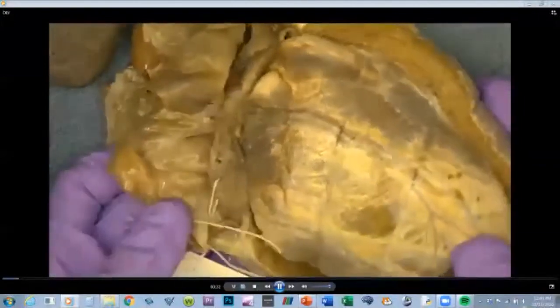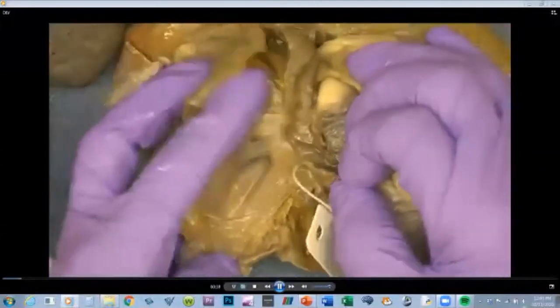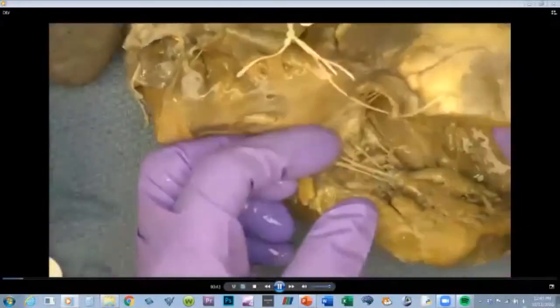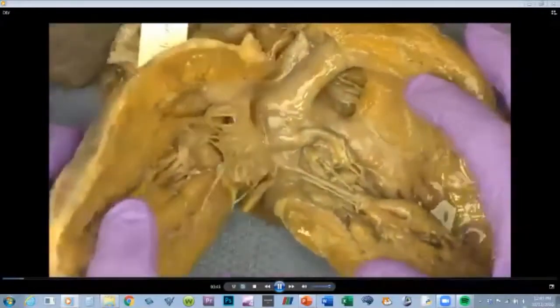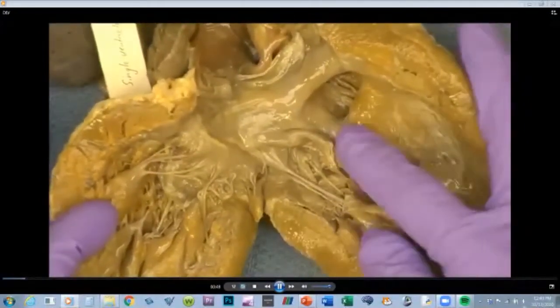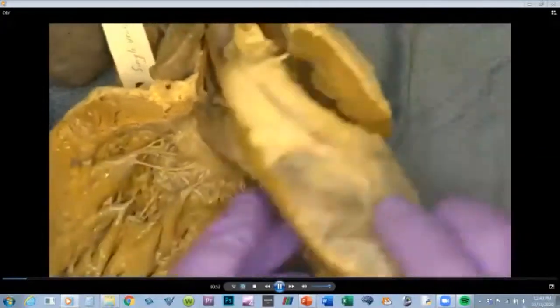Here we're looking at the heart from the front. Here's our right atrium. You see the fossa there. And if we go through the right AV valve, you can see we end up in this big ventricle. Has a smooth septum over here, free wall papillary muscles on the other side.